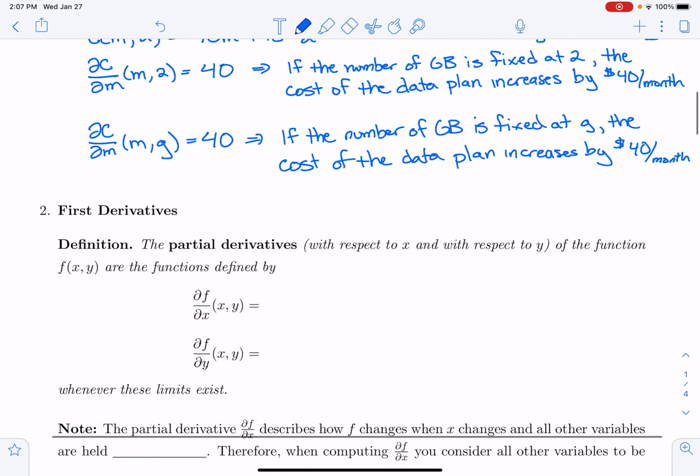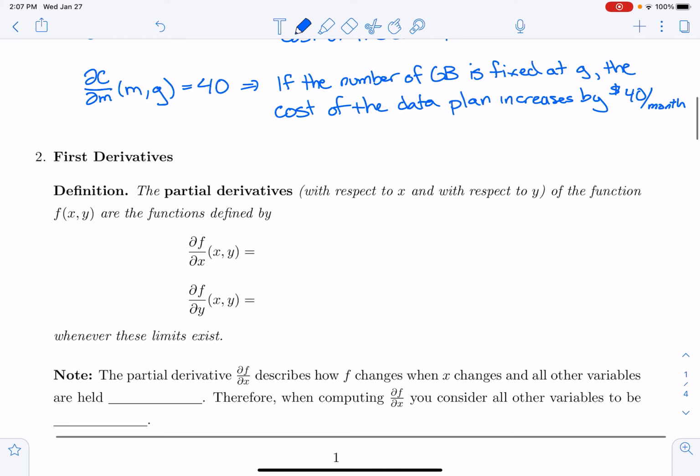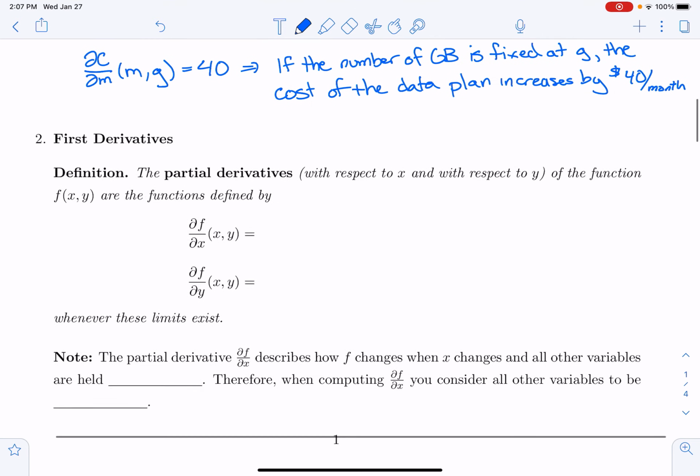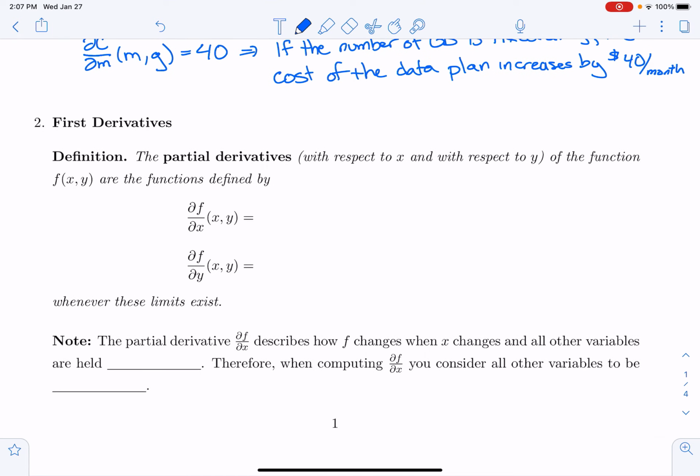Okay, so we want to define what a partial derivative is. The definition is: the partial derivatives with respect to x and with respect to y of the function f of x, y are the functions defined by, well, we have df/dx and df/dy, and now we want to give a formal definition.